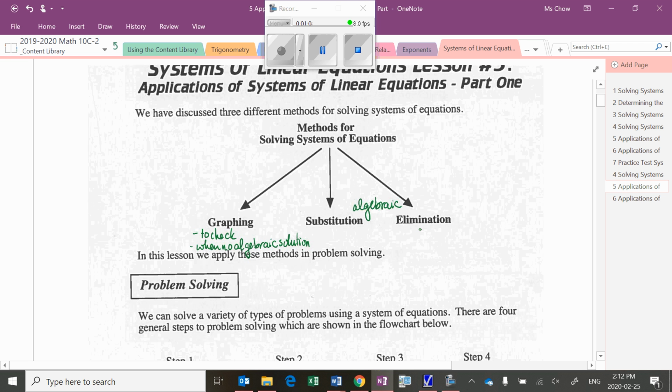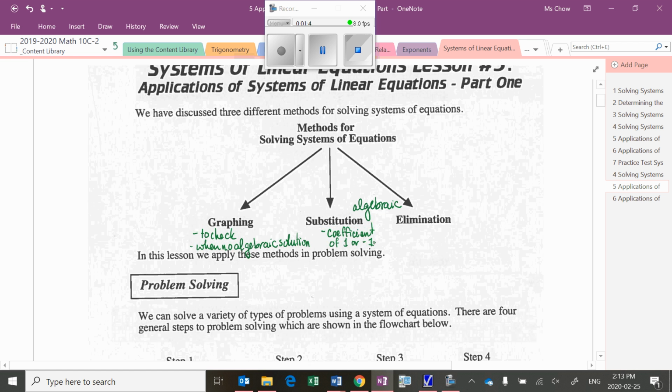Substitution: ideally, we are looking for a coefficient of 1 or -1 so that we can easily isolate one of those variables as a positive 1y or a positive 1x or positive 1a equals, and then substitute that into the other equation so that you'll just have one equation with one unknown that you can solve.